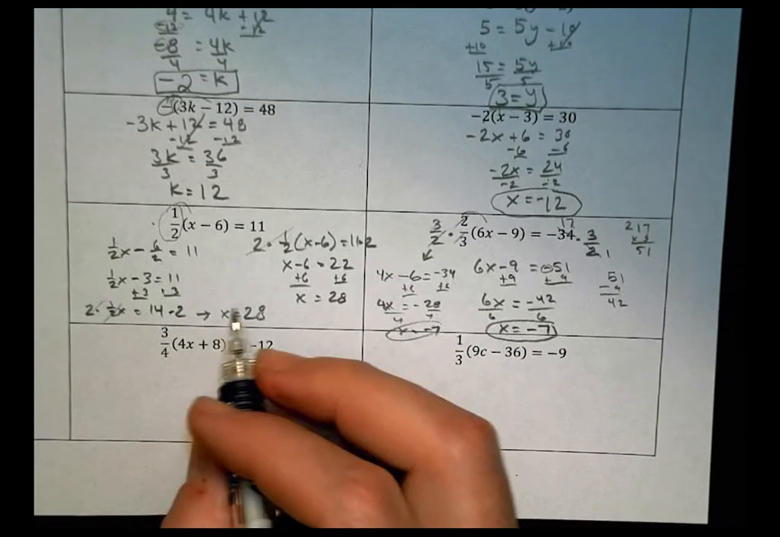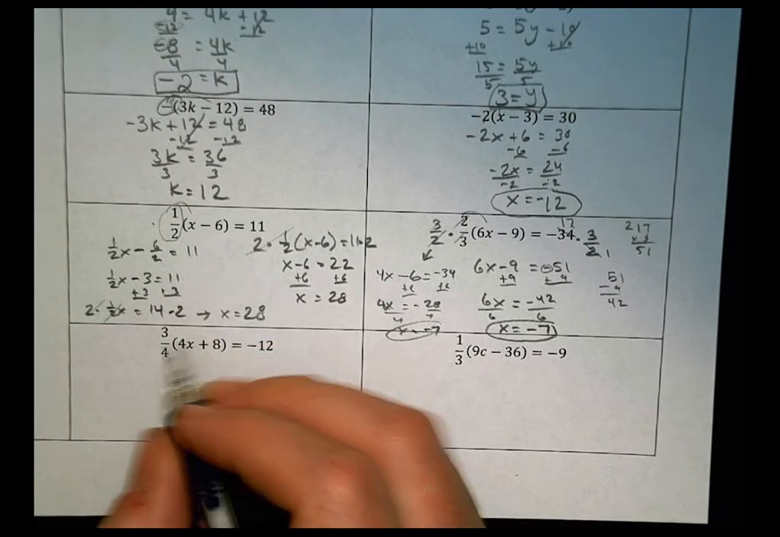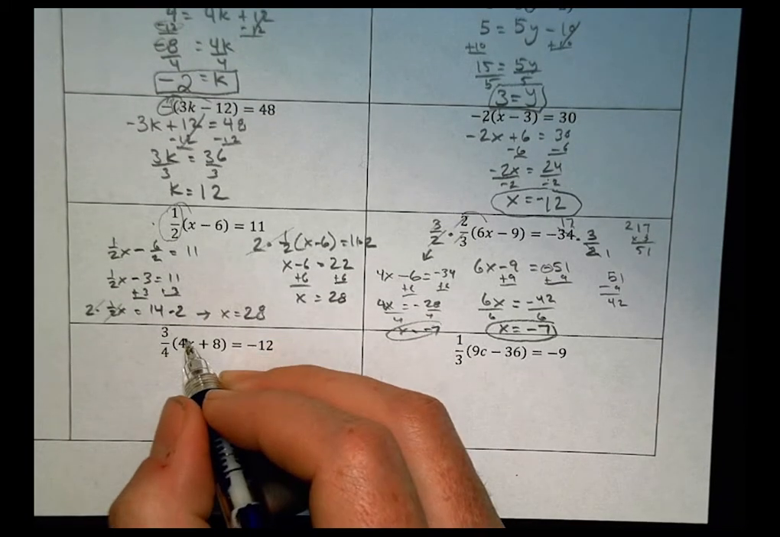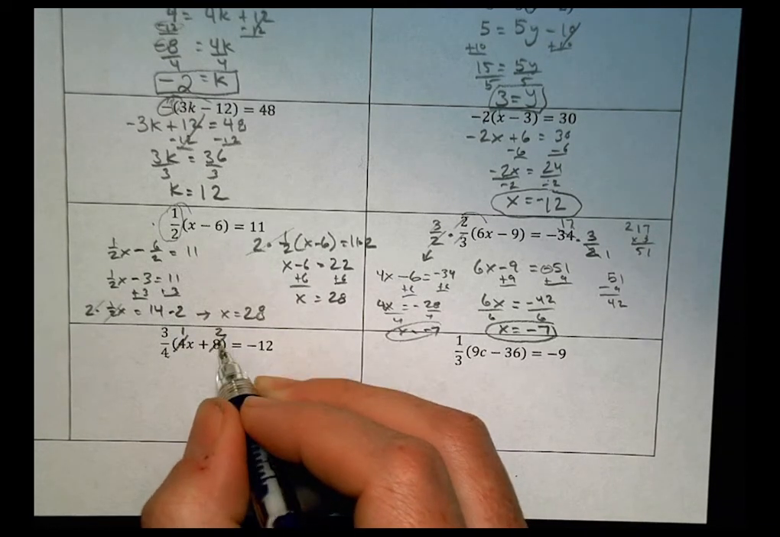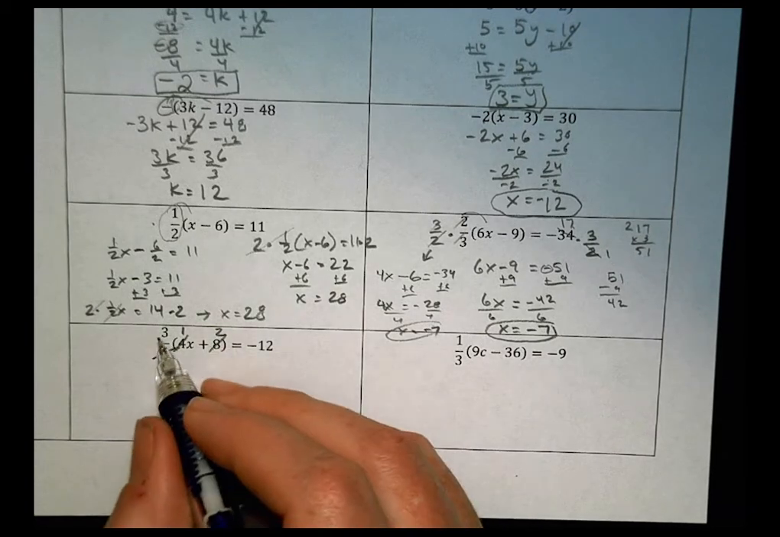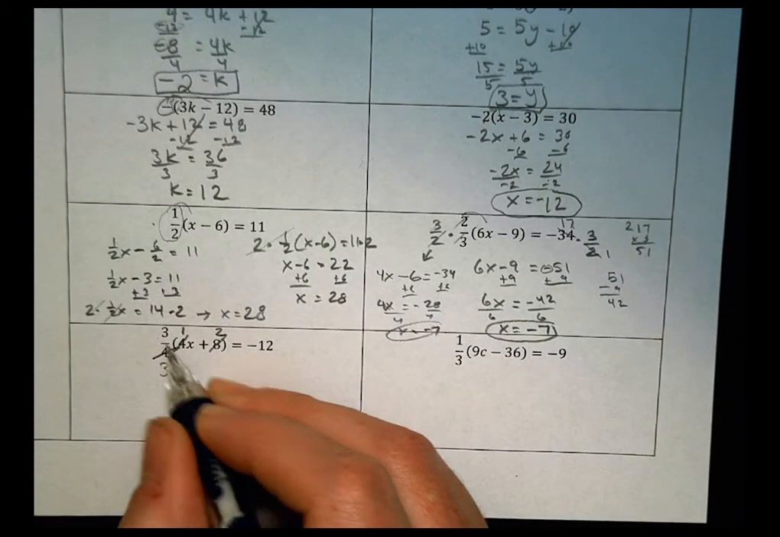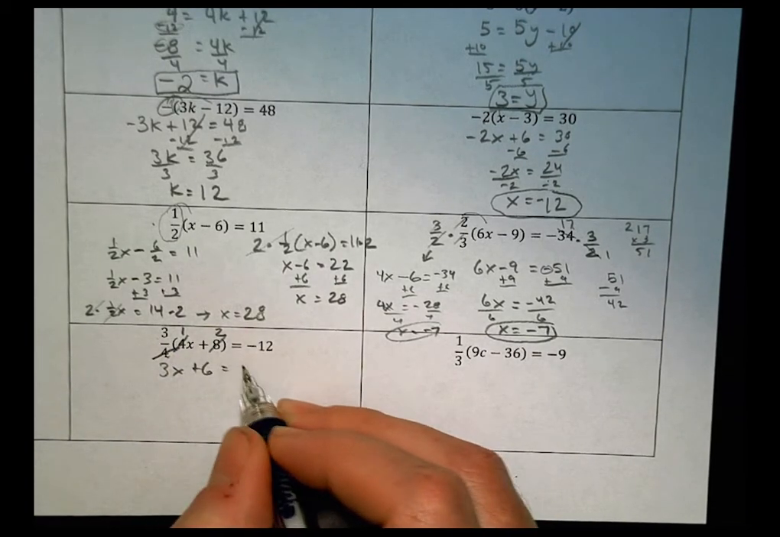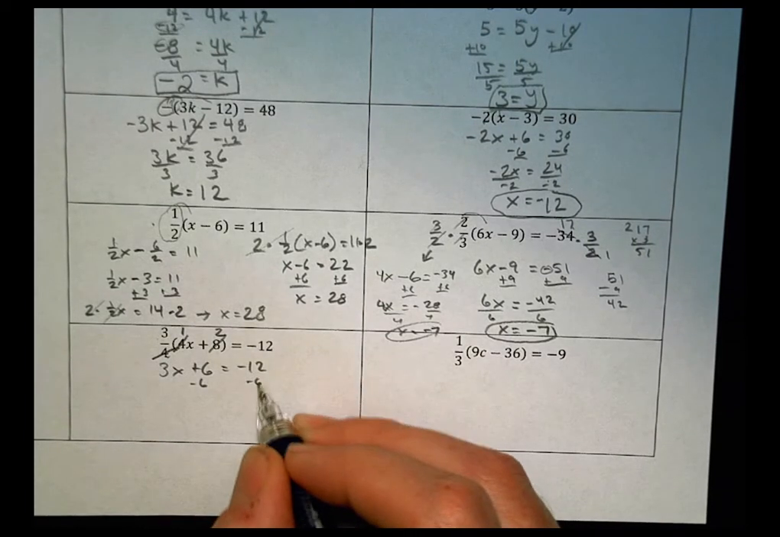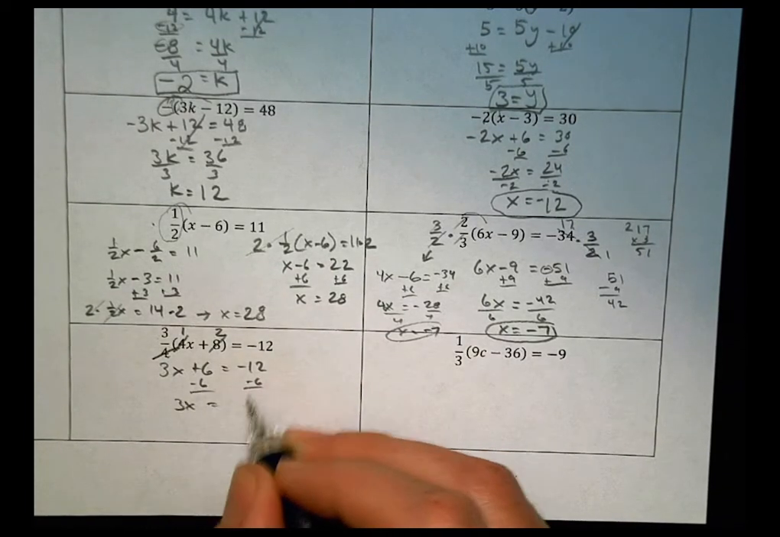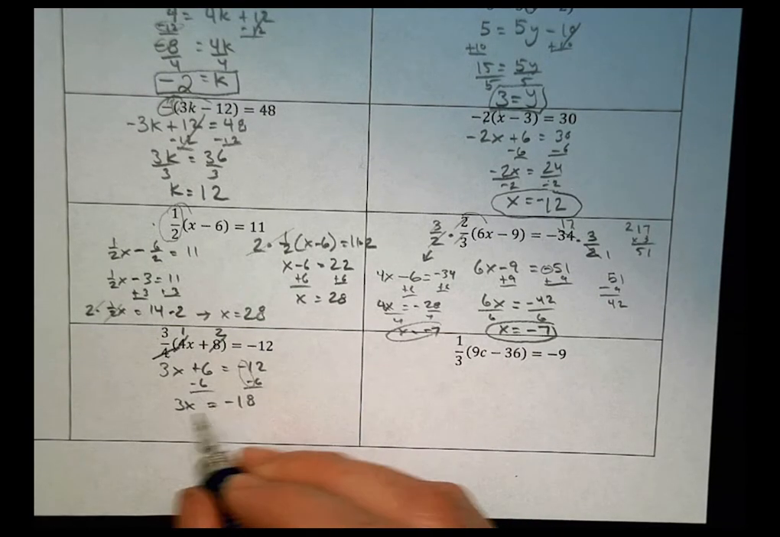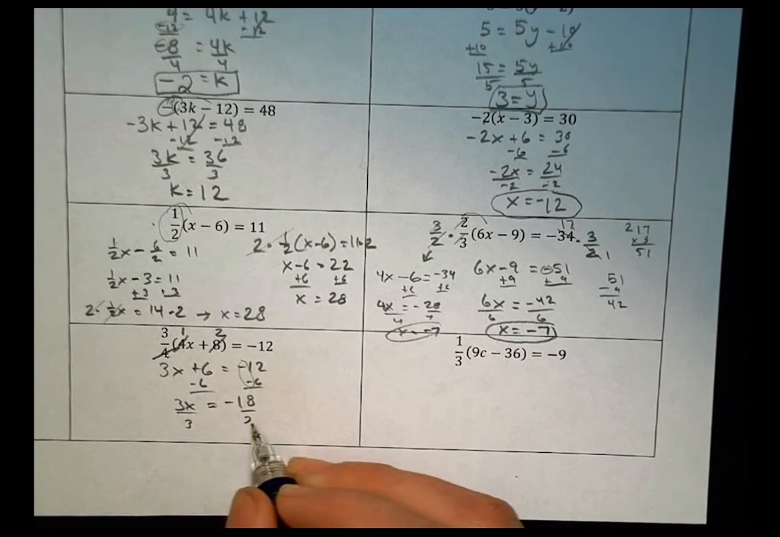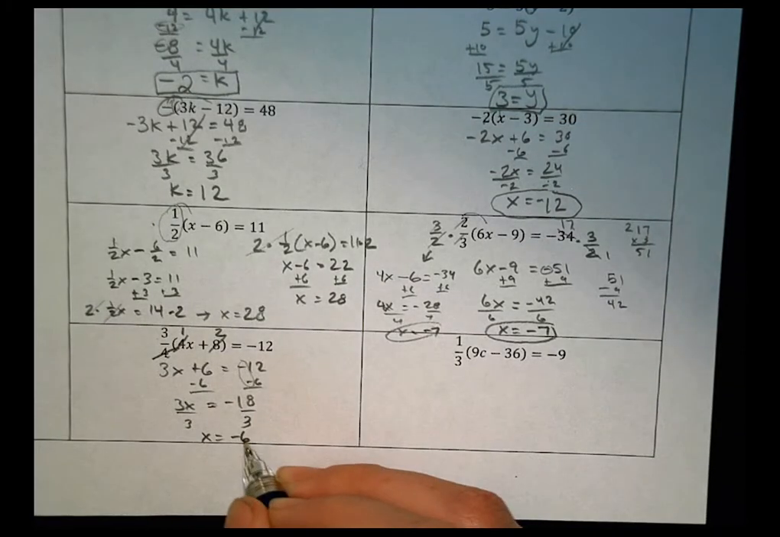Alright, the next one, I'll go ahead and do distributive property just for fun. So the 4 goes into 4 one time, the 4 goes into 8 2 times, ignore the 4, 3 times 1x is 3x, 3 times 2 is 6, that equals negative 12. Subtract 6 from both sides, 3x then equals, signs the same, find the sum, keep the sign the same, negative 18, divide both sides by 3, and x equals negative 6.